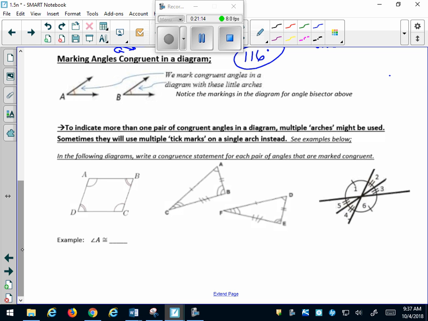Okay, so in these diagrams, let's write some congruent statements. Angle A is congruent to angle what? In this first diagram. C, good. And then you guys write another congruence there for another pair of angles.